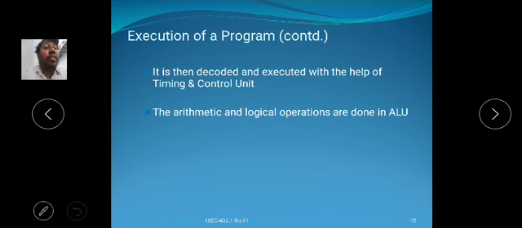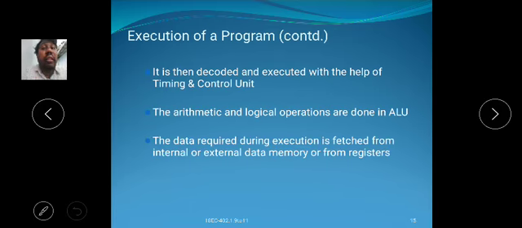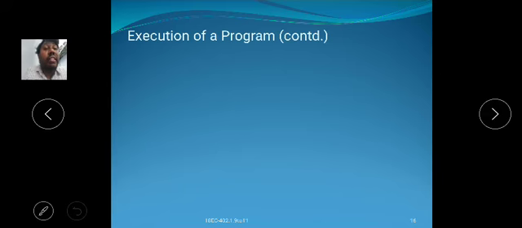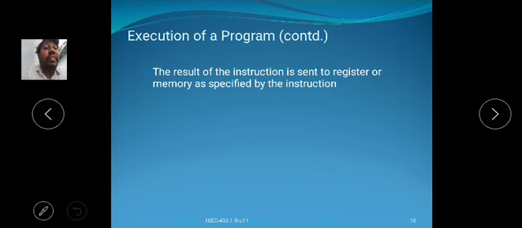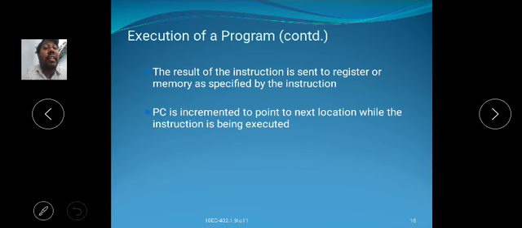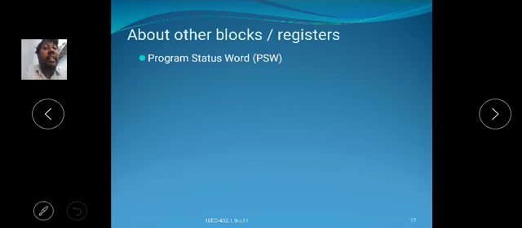The arithmetic and logical operations are done in the ALU. The data required during execution is fetched from the internal or external data memory or from the registers. The result of the instruction is sent to the register or the memory as specified by the instruction. The program counter is incremented to point to the next location while the instruction is being executed. This process continues till the program is completed.